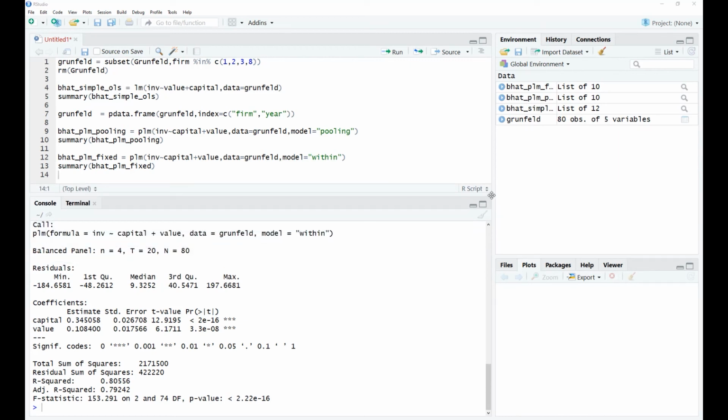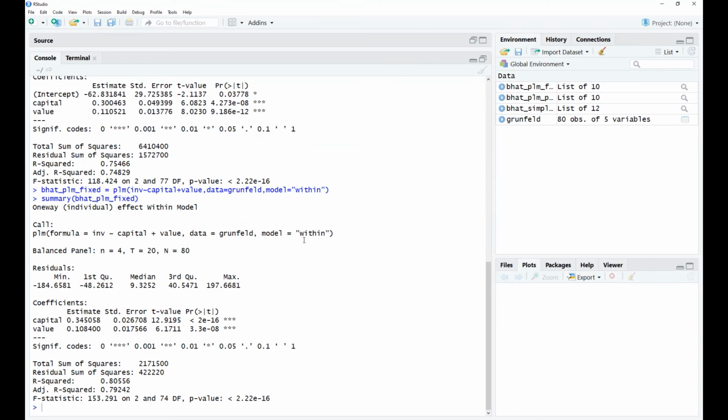Now note that the output of the fixed effects model is different compared to the output of the regular OLS model. Okay. The first thing you will note is that the intercept is gone. Well, we will soon see that the intercept or the intercepts are still in the model, but they're not reported in the output. We only have capital and value, the slope coefficients. They're still statistically significant, but note that their value has changed compared to the regular OLS model, which ignores the heterogeneity across firms and times.